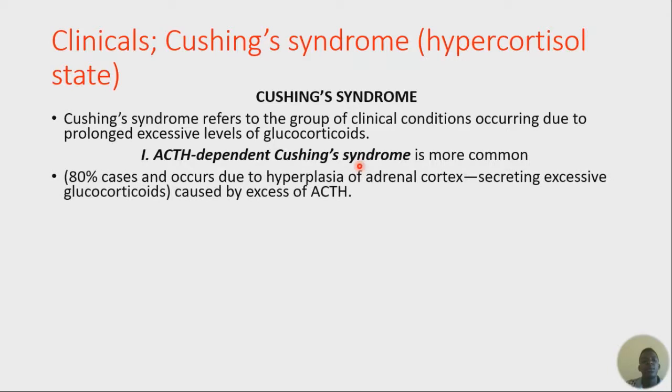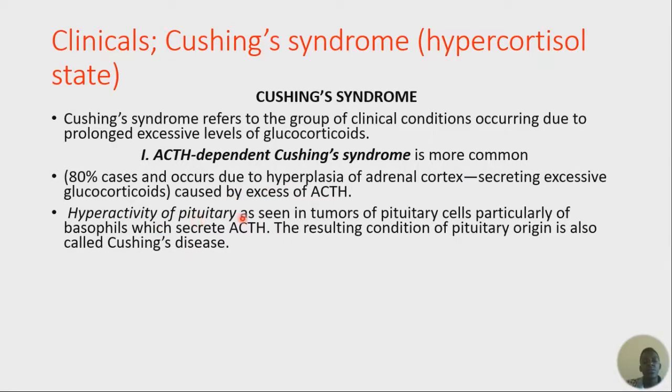Okay, so now we have 80% of the cases here, and it occurs due to hyperplasia of the adrenal cortex so that it secretes excessive cortisol, caused by excess ACTH. So it means the ACTH is in excess, causing hyperplasia of the adrenal cortex. Hyperactivity of the pituitary is seen in tumors of pituitary cells, particularly basophils, which secrete the ACTH. The resulting condition of pituitary origin is also called Cushing's disease. So Cushing disease has occurred when there is hyperactivity of the pituitary gland. This is the cause of excess ACTH produced.